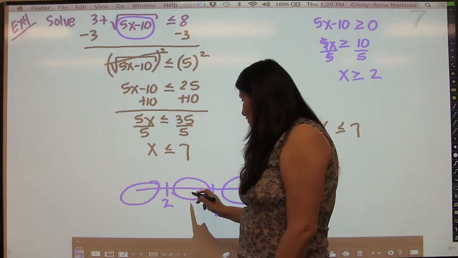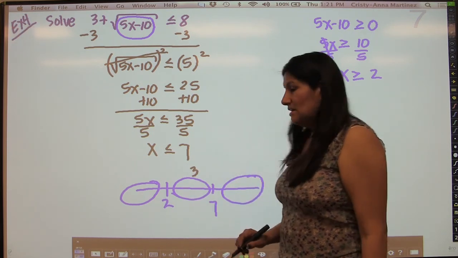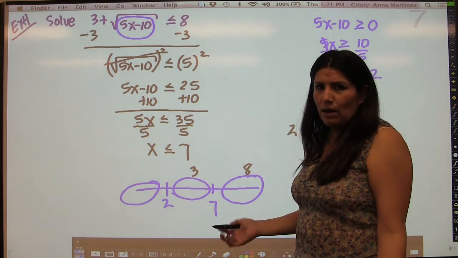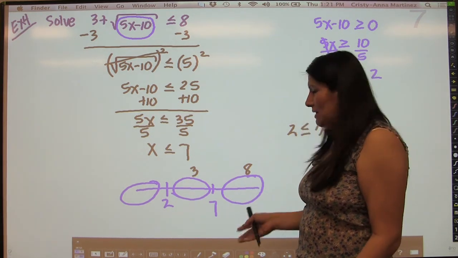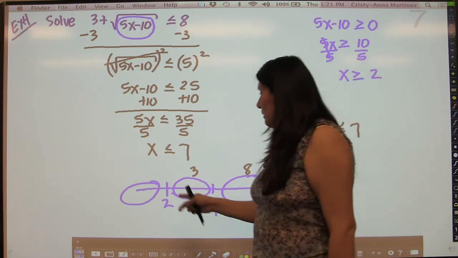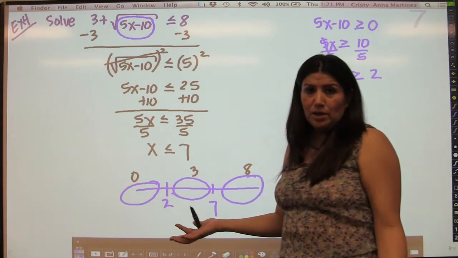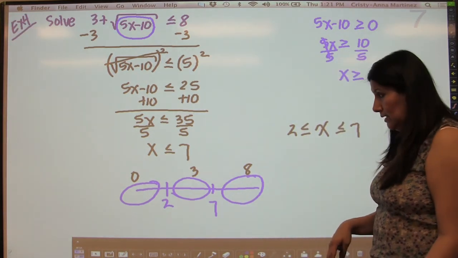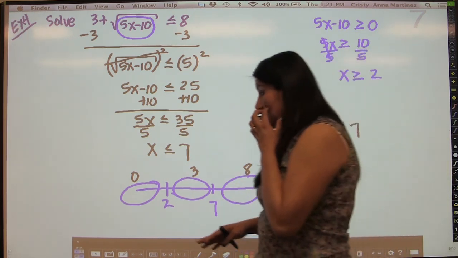So in this case, for example, something between 2 and 7 could be 3. Something bigger than 7 could be 8. Also, it could be 105, but why would you want to plug in such a large number? So try to pick the smallest number that you can that's within that region. A number that's smaller than 2 would be 0. Also, you could pick 1. I picked 0 because 0 is oftentimes a very easy number to plug in. Then we're going to check that our solutions actually work, because sometimes they don't.